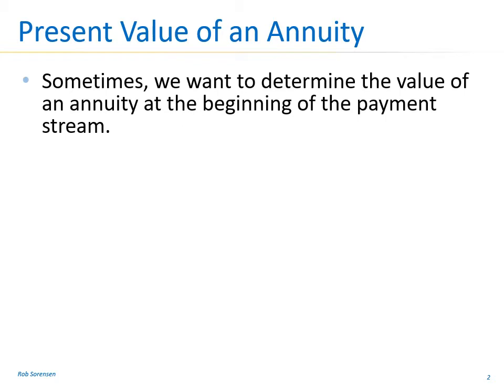Sometimes we want to determine the value of an annuity, not at the end like we've just done, but at the beginning of the payment stream. So the formula we've learned so far gives us the value at the end, or maybe how much we would accumulate over time. What if we want to know the value at the beginning?